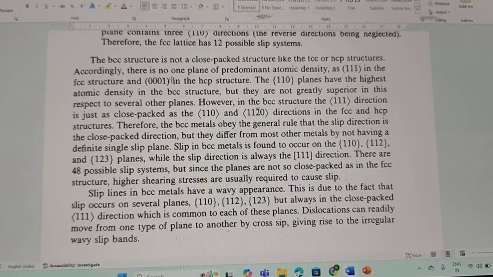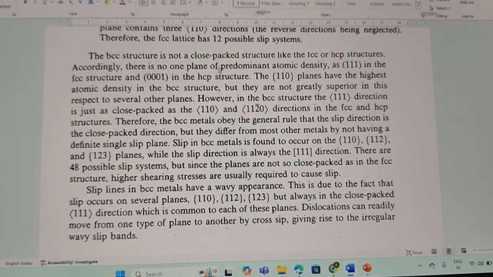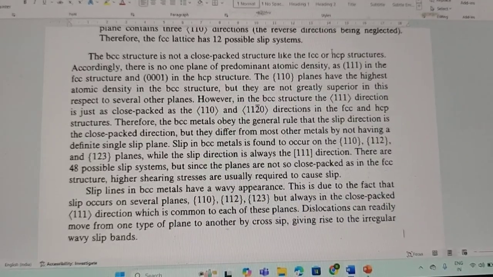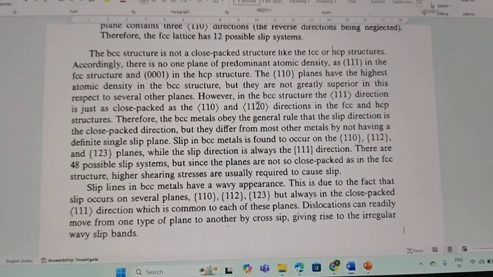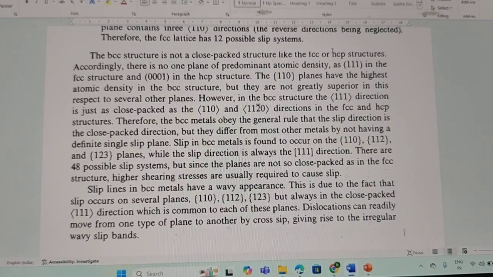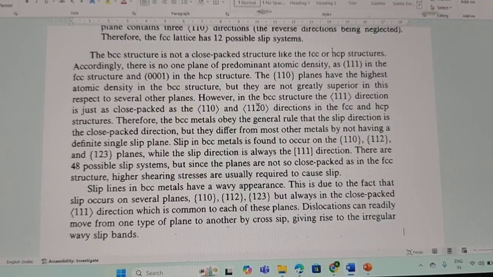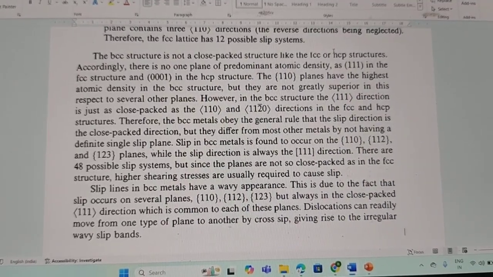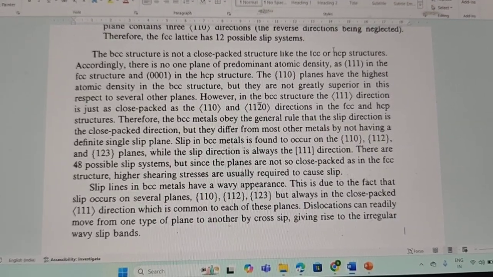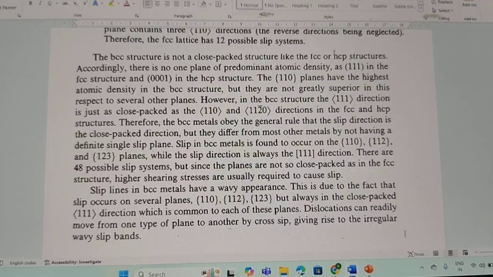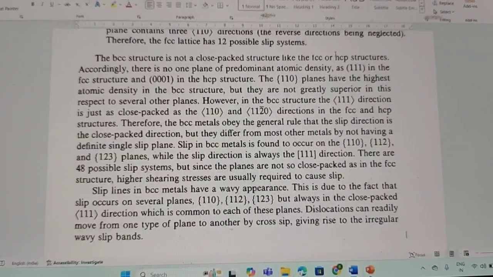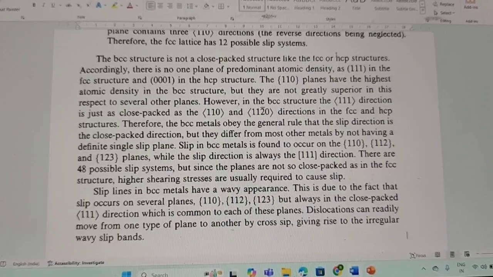See, this is the BCC structure, which is not close packed like HCP. Here we are not talking about close-packedness. We are talking about slip systems. BCC has more slip systems, but BCC is not close packed. HCP is a close-packed structure in that sense. But because HCP has fewer slip systems, that's why HCP is not ductile.